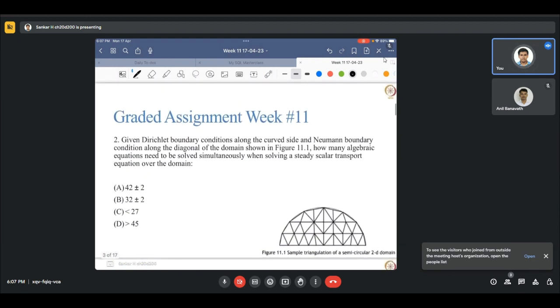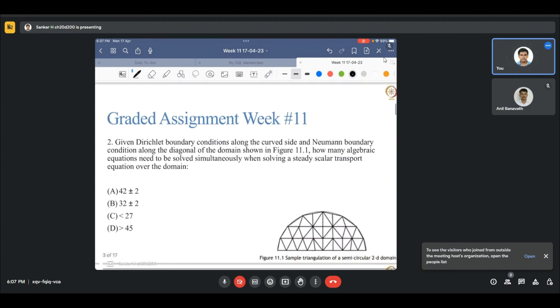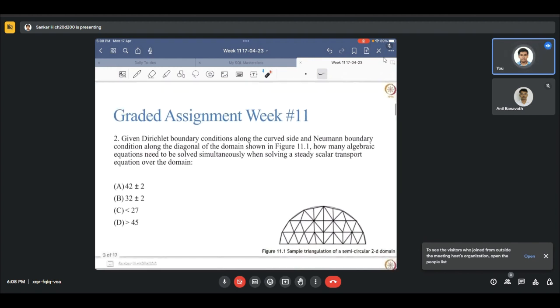We'll move on to question number 2. Given the Dirichlet boundary condition along the curved surface and Neumann boundary condition along the diagonal of the domain in figure 11, how many algebraic equations need to be solved simultaneously when solving a steady state scalar transport equation over the entire domain? Anyone from the audience would like to answer this question before I give the final answer?